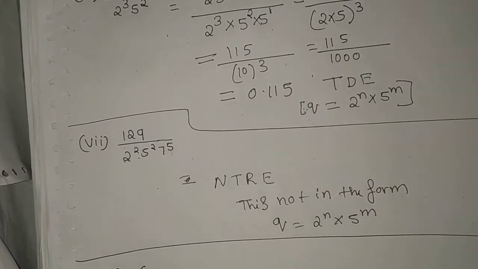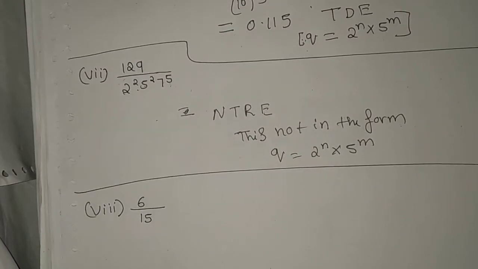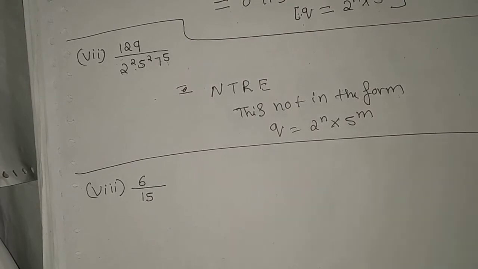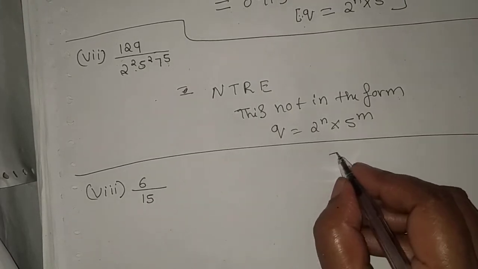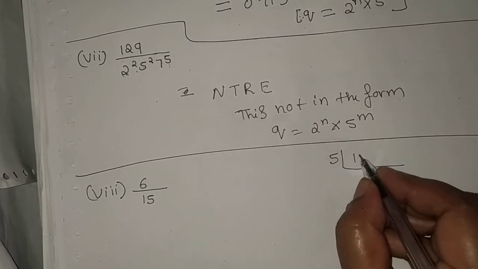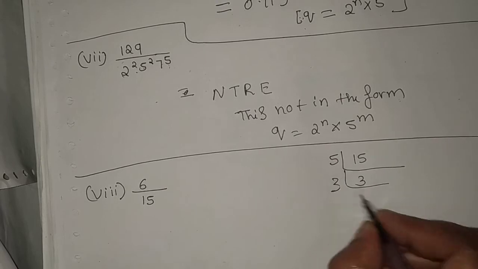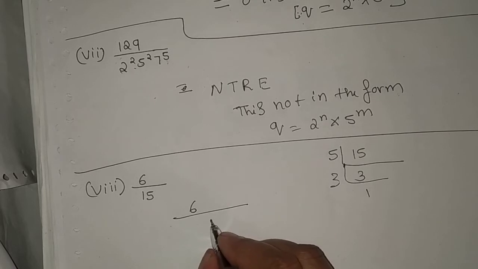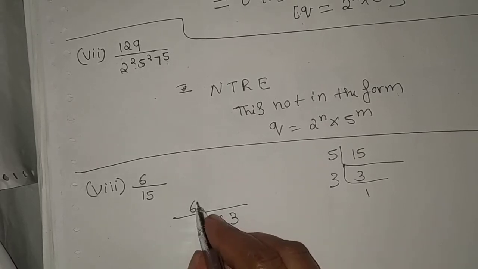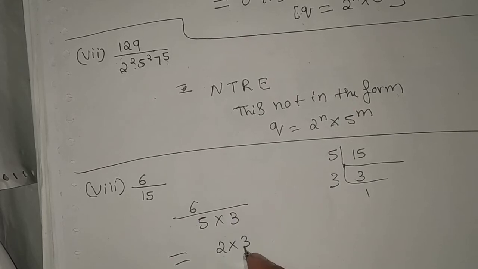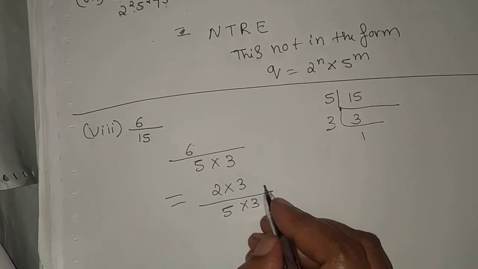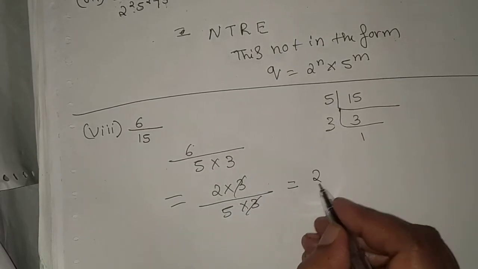So this is the solution for the seventh problem. We move on to the eighth. Eighth problem we have, that is 6 by 15. So we'll factorize this one, that is 5 ones are 5, 5 threes are 15, then 3 ones are 3. So we get here 5 into 3 combination. So this 6 can be written as 2 into 3 by 5 into 3. So now 3 gets cancelled. Now we get 2 by 5.